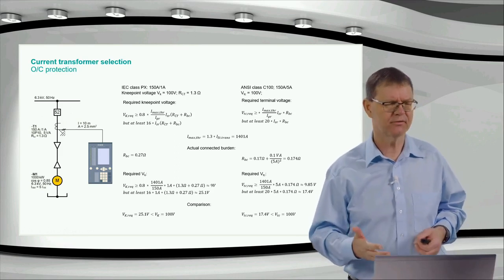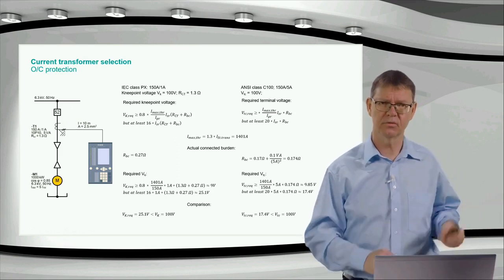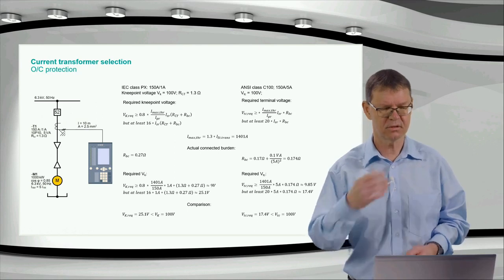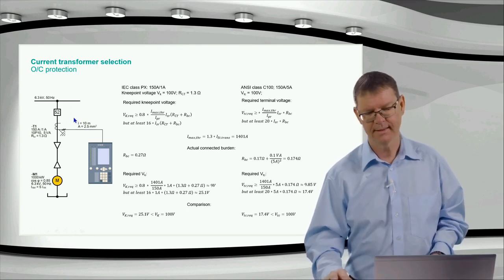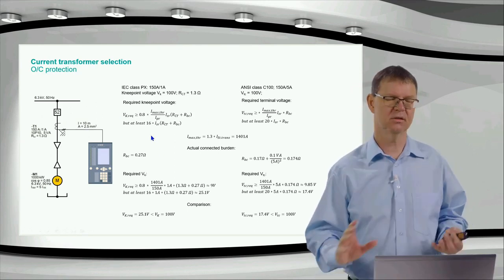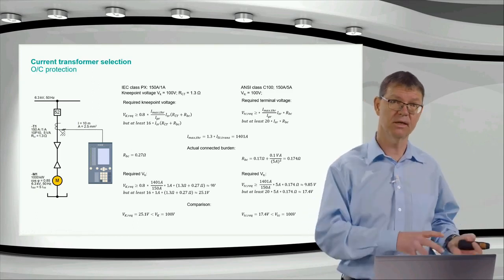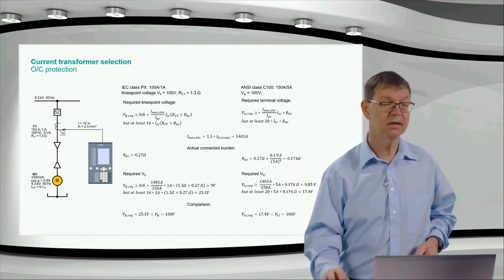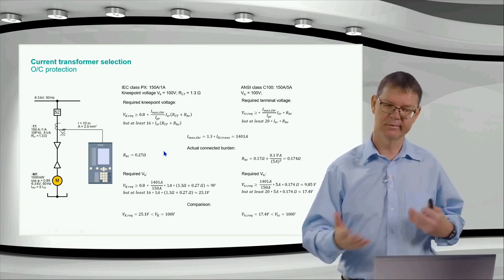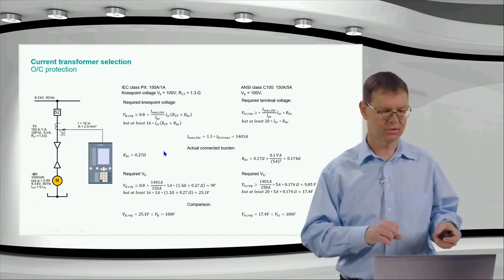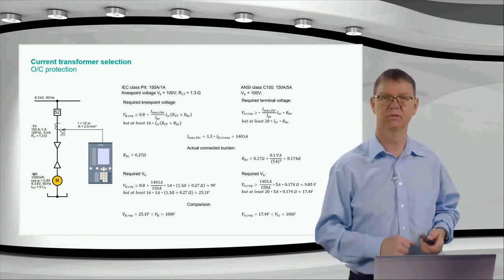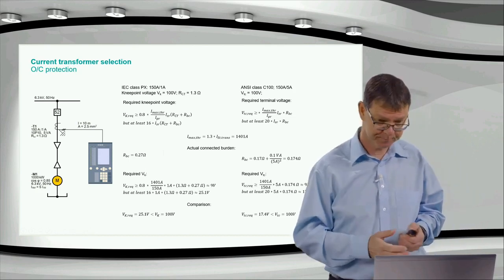And in a similar way, we have calculations for all the other relays, also for the distance protection. We have a certain requirement, and we just always play the same game. I see what is required, I see what I have with my actual setup, and then what I have must be bigger than what is required. Then the current transformer is dimensioned correctly.